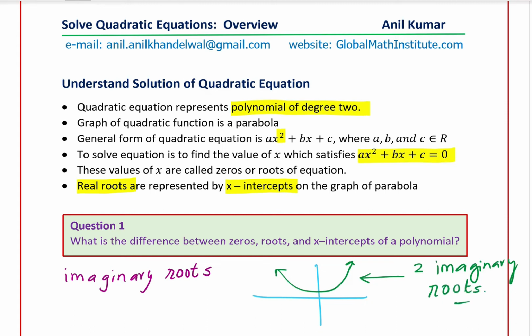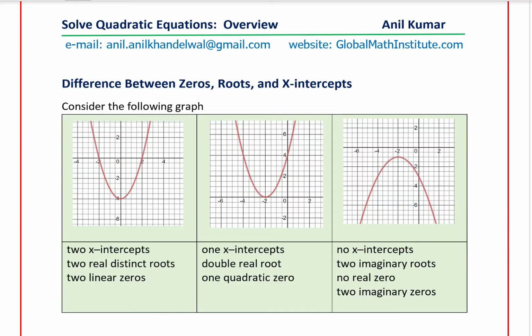Now, here is a question for you: what is the difference between zeros, roots, and x-intercepts of a polynomial? So think about it, and we'll actually answer this question in our video. So now we'll take up the difference between zeros, roots, and x-intercepts. To explain the concept, I've taken three situations. These are the parabolas which represent the quadratic function or quadratic relation.